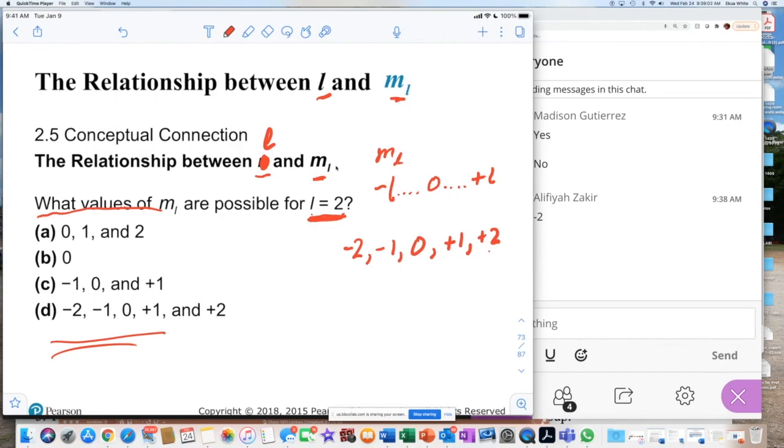Very good. So for this, you essentially have 5 M sub L values. Remember, each M sub L value codes for 1 structure, or of course 1 orbital. So from the M sub L values, you can conclude that you're going to have 5 orbitals at this level, at L is 2. L is 2 is technically the D block.